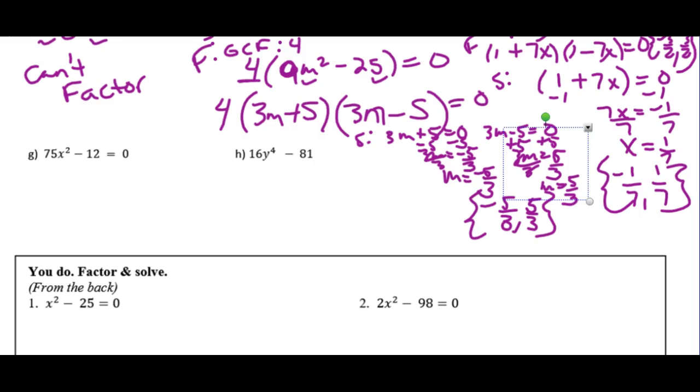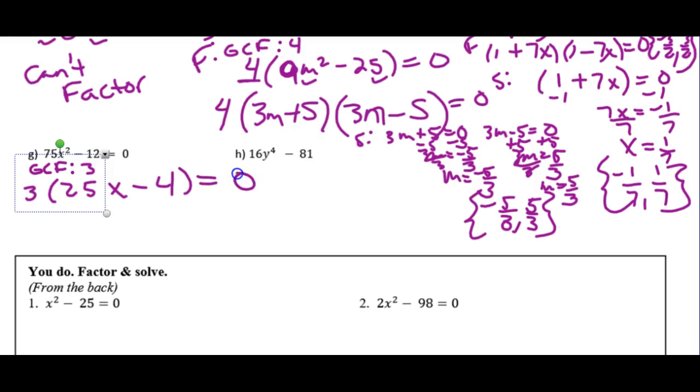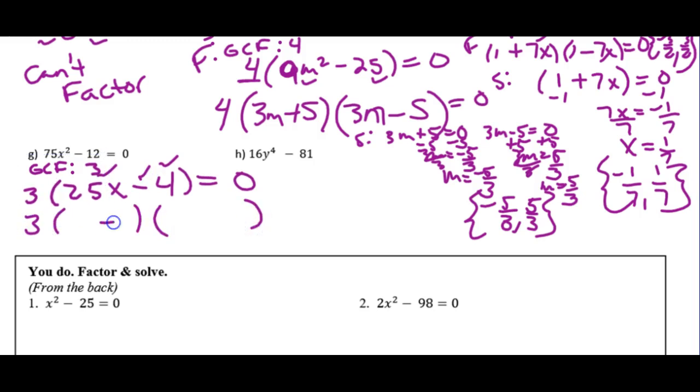Now when we look at G, not a perfect square, but they do have a GCF. So don't just say, oh, you can't factor it. That's not true. This one does have a difference, and it has a GCF of 3. So we factor out a 3. It's 25x squared minus 4 equals 0. Now it's a difference of squares, perfect square difference. So 3 times, one's a plus and one's a minus, 5x and 5x, 2 and 2. So that's my factoring.